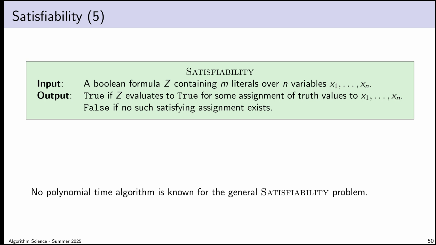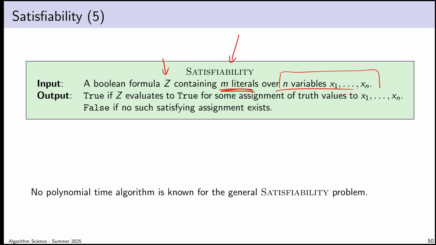No polynomial time algorithm is known for the corresponding decision problem. So the decision problem is traditionally called satisfiability. So I give you a formula and I ask you, is this formula satisfiable? Now the formula itself, so I give you a formula Z, let's say it contains m literals over n variables.